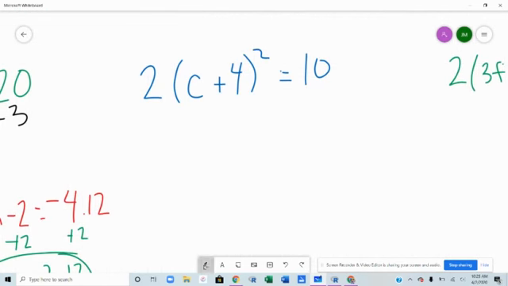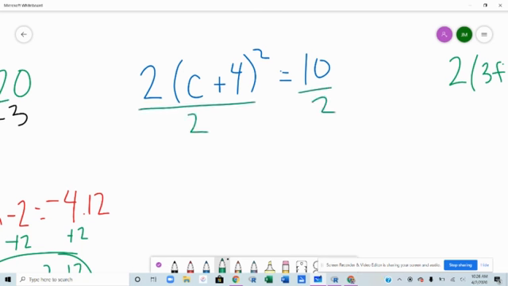All right, our next one. Start with getting rid of any addition or subtraction on the outside of the parentheses. Don't have any on the outside. This one inside here is stuck because of the squared. Next, you need to look for multiplication or division on the outside, which I have. Remember, you cannot distribute, so you need to get rid of that by dividing by 2 on both sides. Leaves me with (c plus 4) squared equals 10 divided by 2 is 5.